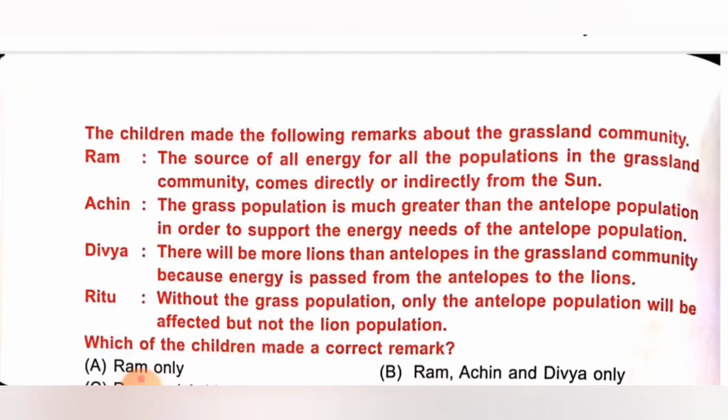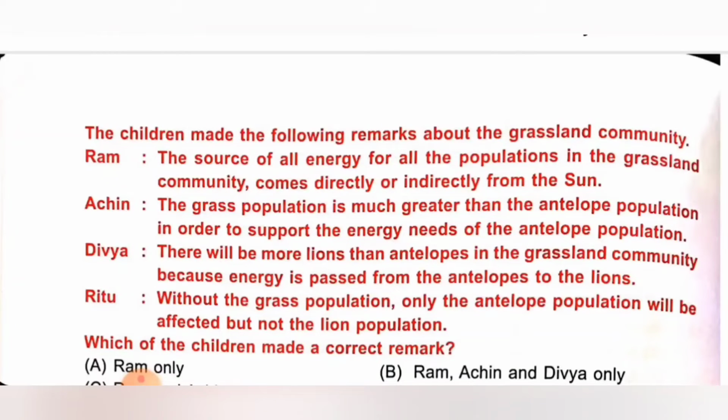Achin: the grass population is much greater than the antelope population in order to support the energy need of the antelope population. Yes, this statement is also correct. Divya: there will be more lions than antelope in the grassland community because energy is passed from the antelopes to the lion. Divya made an incorrect statement, as the antelope population will be much more than the lion population in order to support the energy need of the lion population. So this statement is wrong.